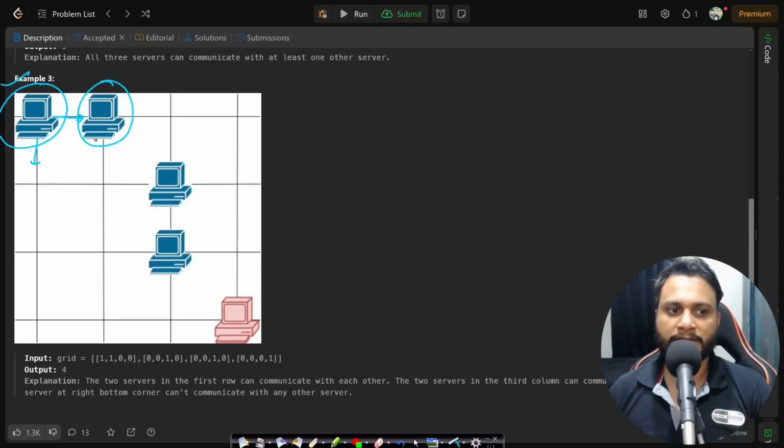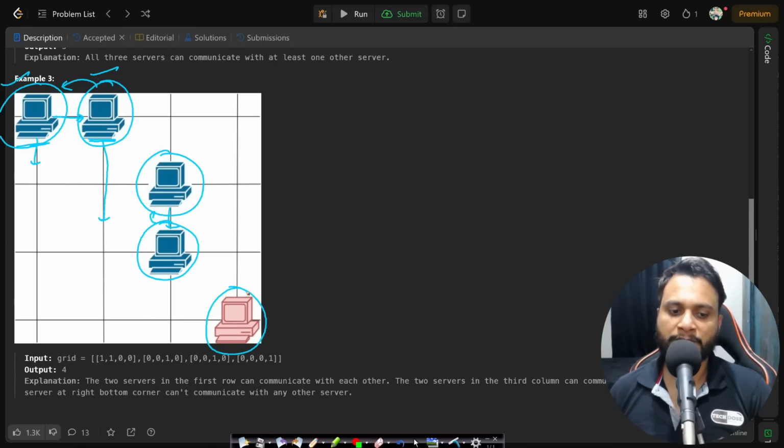And if you look at the second server here, it is present in the same row as the first server, so it can communicate with the other server as well. In the same column there is no server, but in the same row there is at least one server, therefore it also becomes communicating. For the same reason the third server becomes communicating because the fourth server is present in the same column. The fourth server becomes communicating because the third server is present in the same column.